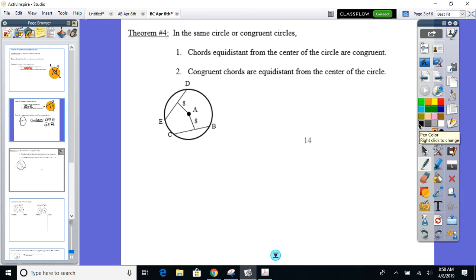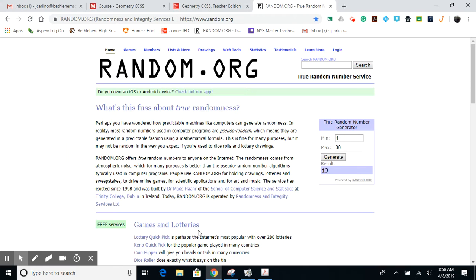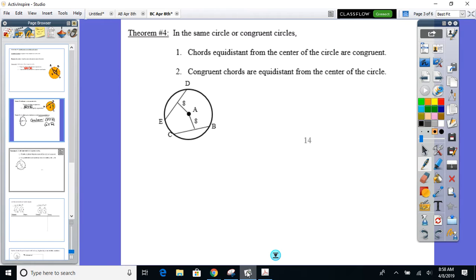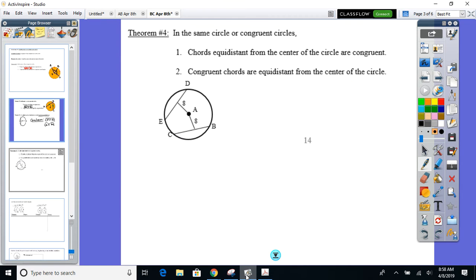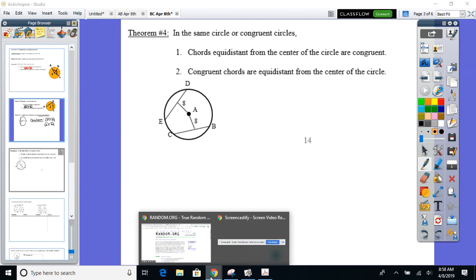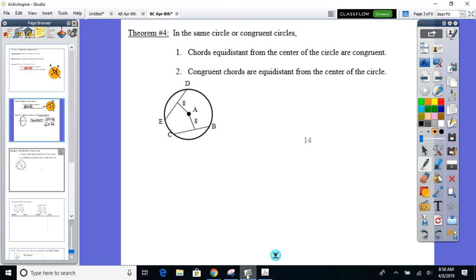Ready? Last one. What is ED in this diagram? It is a chord. What is CB in the diagram? Also a chord. How far apart are both chords from the center? 8 units. The same distance.